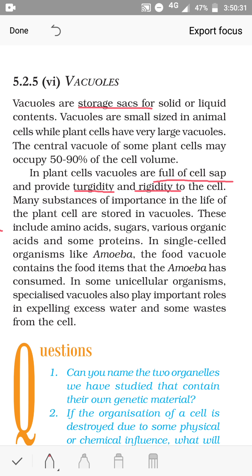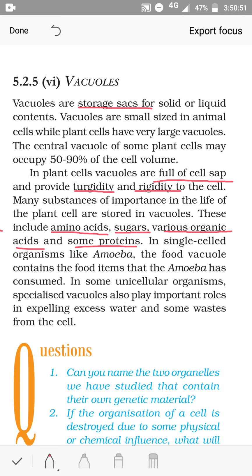Many substances of importance in the life of the plant cell are stored in vacuoles. So many important substances like amino acids, sugars, various organic acids and some proteins are stored in the vacuoles.